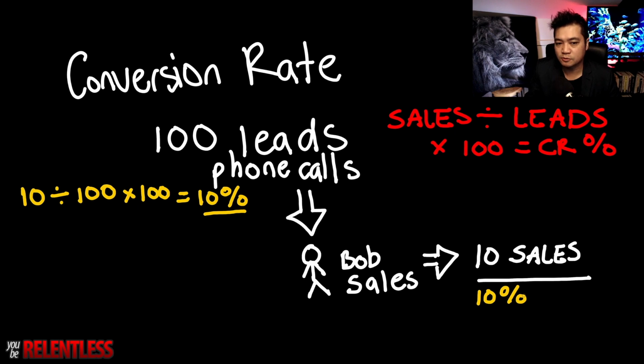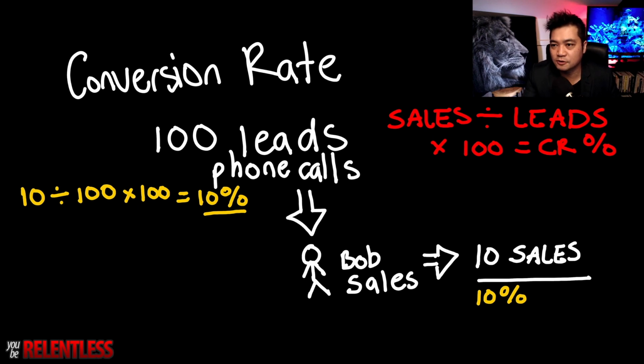So for example, let's say that we want to increase sales, right? We want to be able to get more sales, but we can only get 100 leads in. So let's say that we somehow increase Bob's conversion rate to 20%. Like let's say that we give Bob some more training and we show him more closing strategies, more follow-up strategies and so forth.